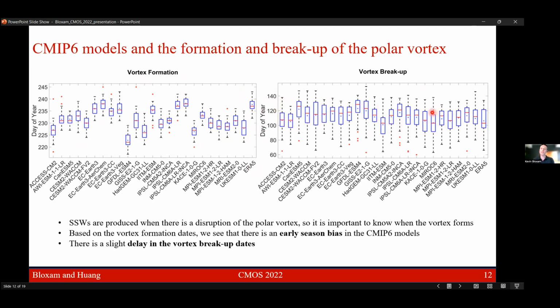And so essentially this is saying that the seasonality of the vortex in the models is too long. The vortex is lasting too long. And so this could be what's causing the number of SSWs to be occurring too early or too late.